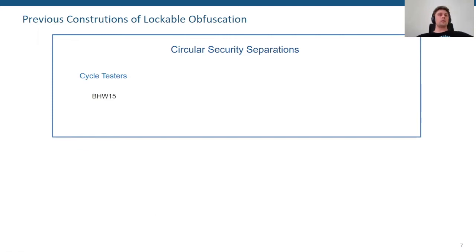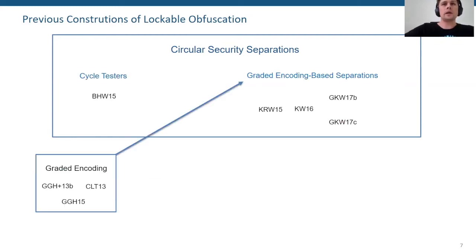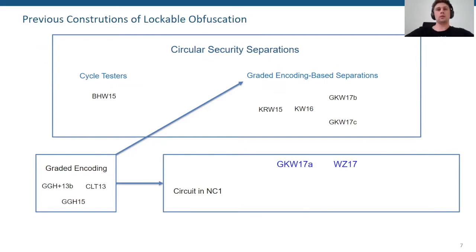In particular, with cyclic testers that were first formalized by Bishop, Hohenberger, and Waters. There was earlier work that constructed cyclic testers, but the first formalization was here, and this notion was later continued by a sequence of works that designed cyclic testers from provably secure instantiations of graded encoding schemes, in particular from the GGH15 graded encoding scheme. And a generalization of this technique was later used by Goyal, Koppula, and Waters, and independently by Wichs and Zirdelis to build lockable obfuscation.